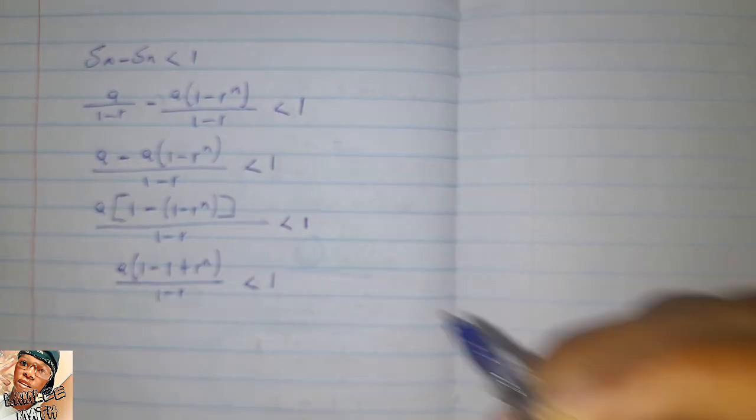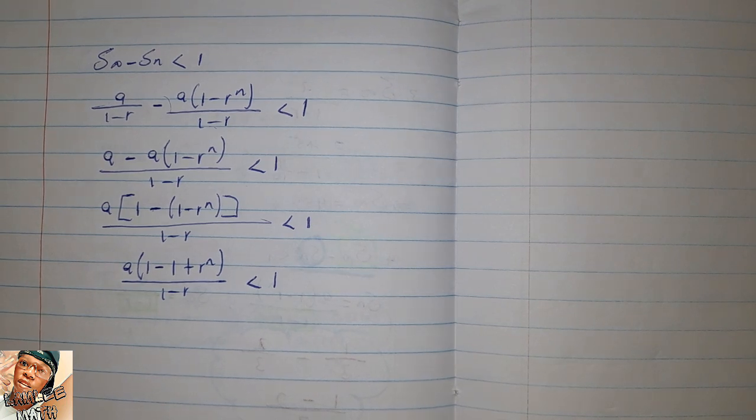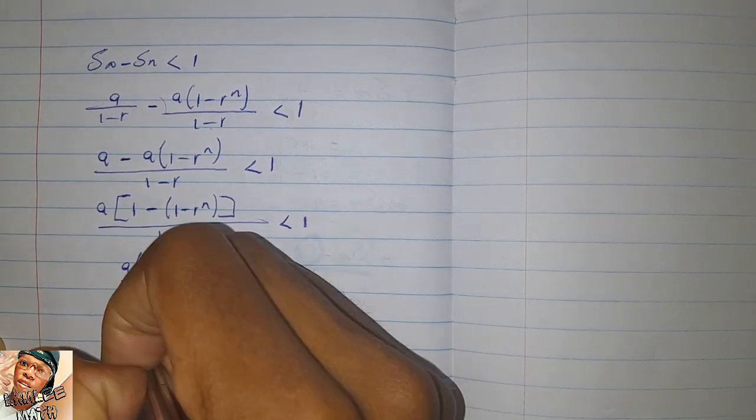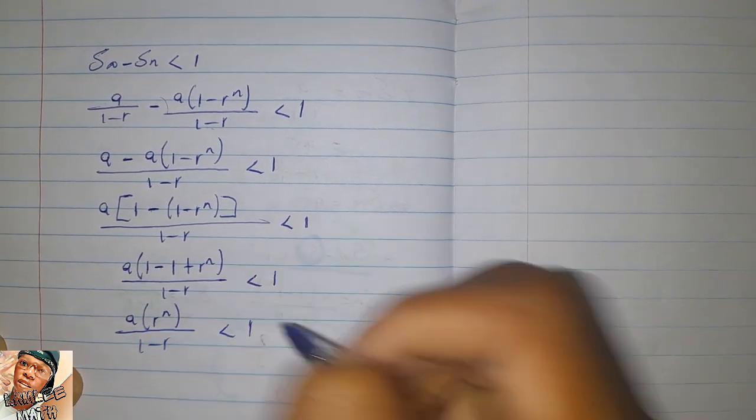What I mean by that is I'm going to leave a and then solve everything that is inside the bracket. So a multiplied by 1 minus 1, so negative multiplied by 1 is -1, and then negative multiplied by negative is positive, and then we have r to the power n. What is inside the bracket is 1 minus 1, which is 0, so we are only left with r to the power n divided by 1 minus r is less than 1.